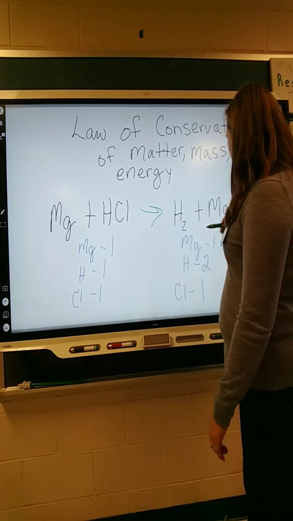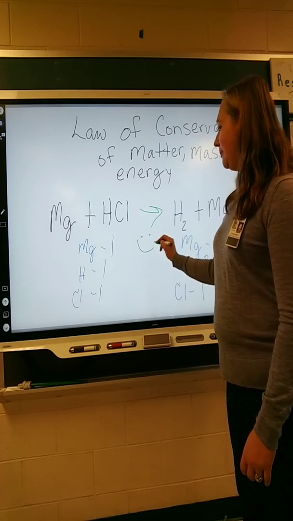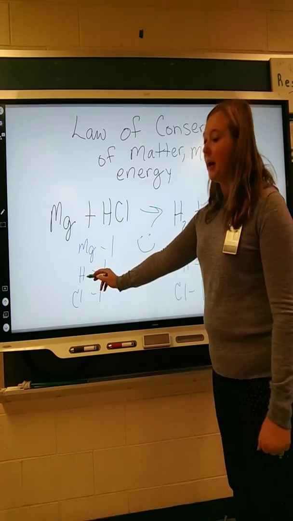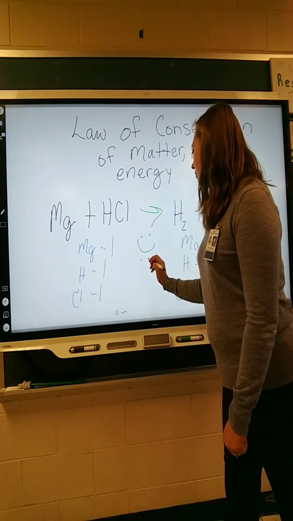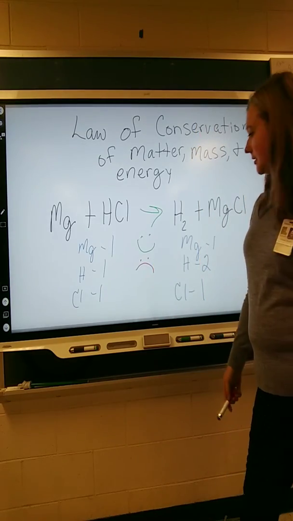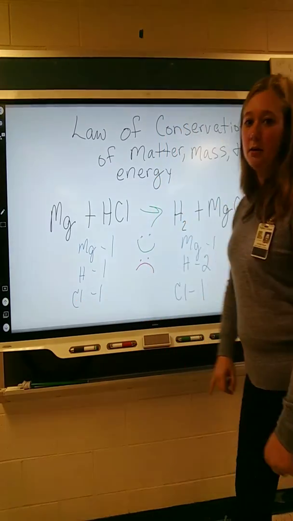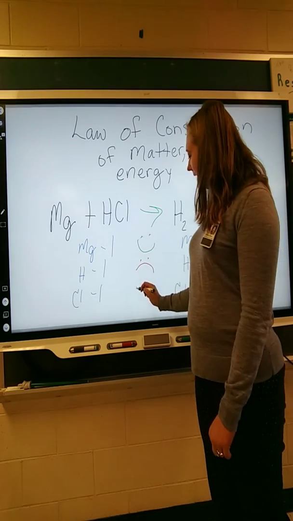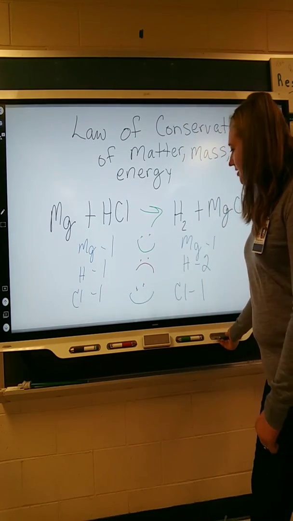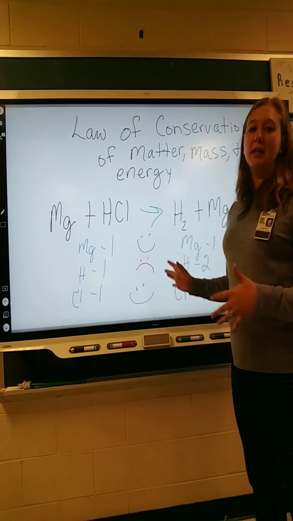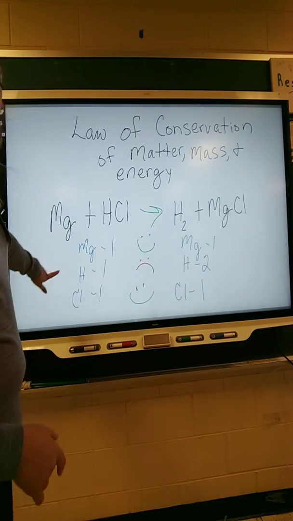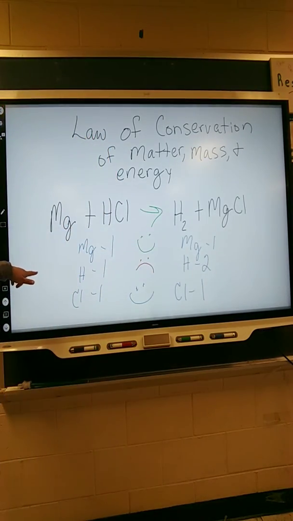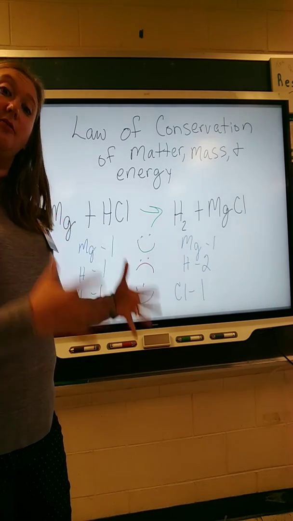So I have 1 magnesium here, 1 magnesium here. They're happy. Yay! 1 hydrogen here, 2 hydrogen here. Uh-oh. 1 does not equal 2. That would be a frowny face. 1 chlorine here, 1 chlorine here. We're nice and happy. So what this says is that this example does not support the law of conservation of matter because my hydrogens are not balanced. We'll get into at a later date how to make this follow that.